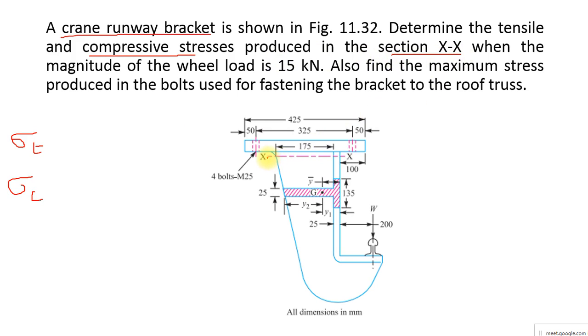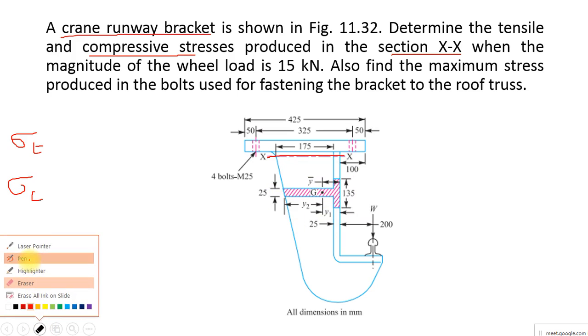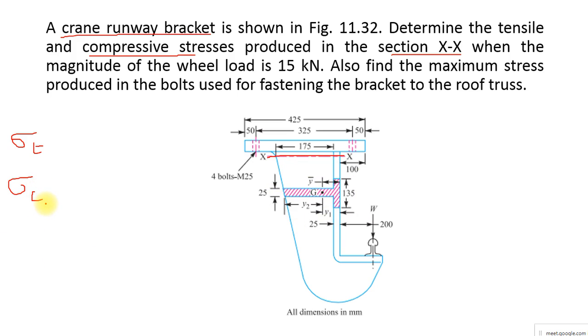They have drawn a section here, which I think you know. They call it section XX. The type of cross section is a T cross section. That is why the diagram clearly shows this T cross section. So I need to find the tensile stress and the compressive stress when the magnitude of the wheel load is 15 kilonewton. They have given the load as 15 kilonewton.